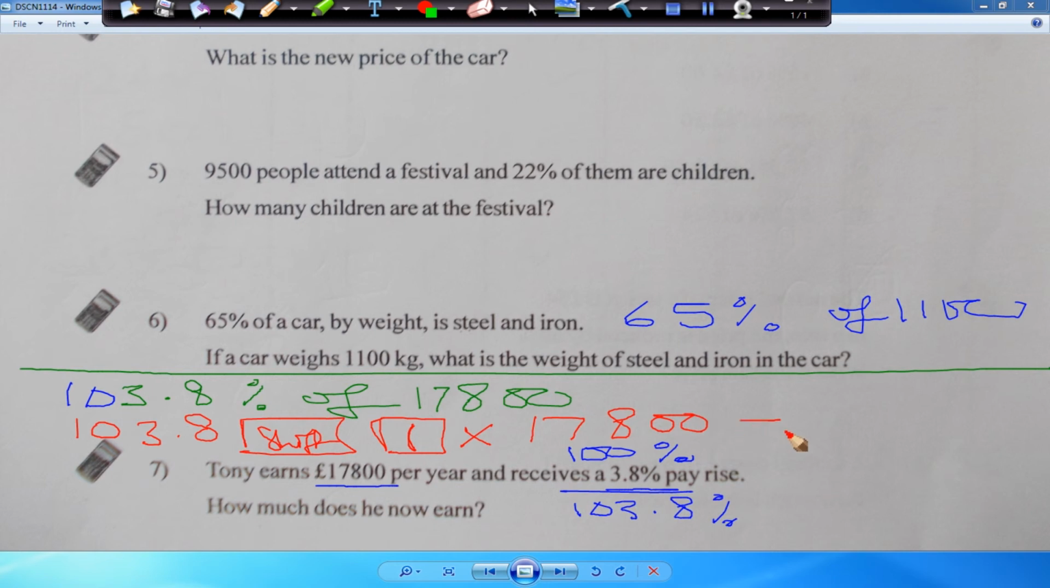Okay, Mr. Hassan, have you got an answer for me this time? What do you get? Not that one, that's the 65% one. This is the one we're doing now. Okay, right. Abdul, give us your answer. 18,476.4. £18,476.40. Yes. Okay, Samara, did you get that? Okay, excellent. Okay, now it's good.